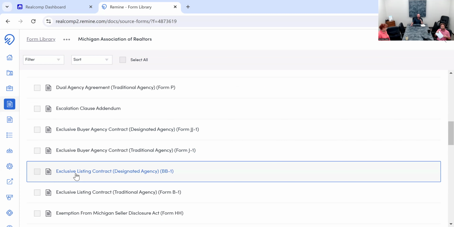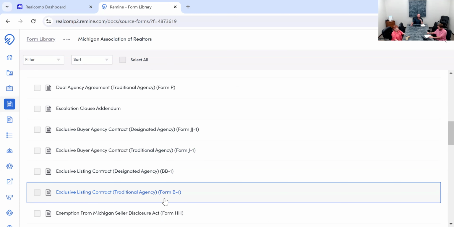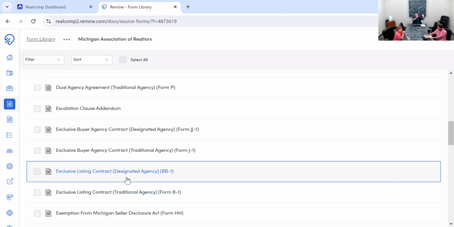To pull up the listing contract, BB, we want BB-1 rather than B-1, since we are a designated agency office. In traditional agency offices, if two agents from the same brokerage collaborate on a deal, they automatically become dual agents. We don't do it that way. We like to remain seller's agent and buyer's agent while the brokerage becomes a dual agency brokerage. We as agents remain our selling or listing agent. So here's the form.